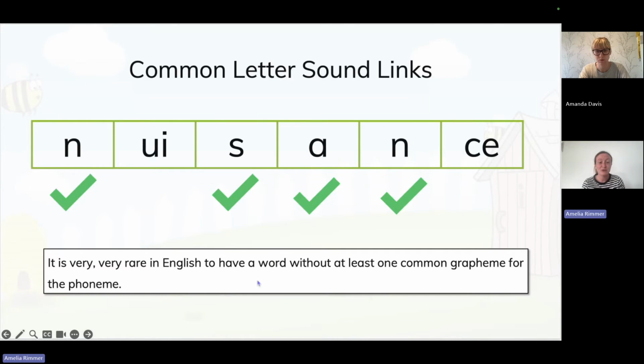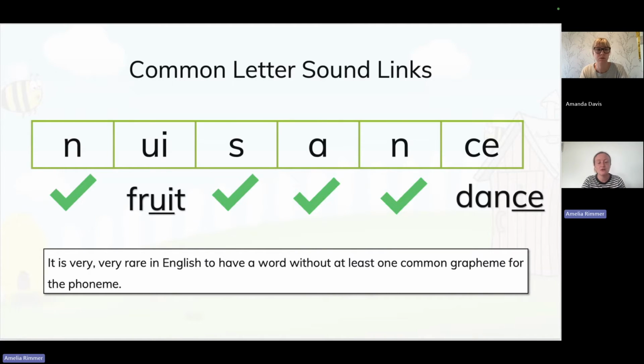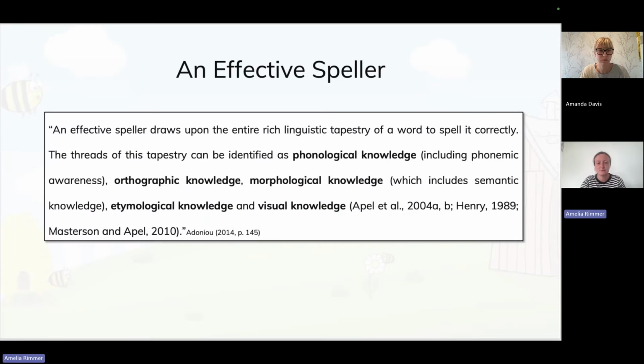However, I say they're a little bit unusual. It's not like they don't appear in other words as well. UI also appears in fruit. And the CE does happen on a lot of words that have this ANCE ending, but also words like dance as well. So there's lots of different times where you have those letter sound links. And that brings us on to what makes an effective speller as well. So I'm going to let Amanda take this bit here.